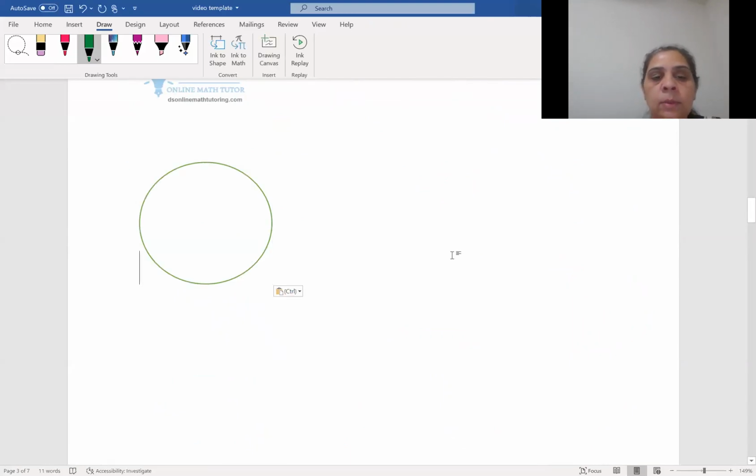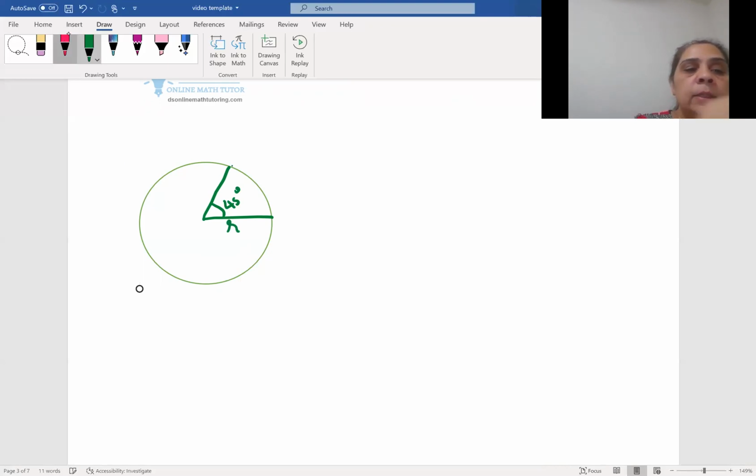We have a circle, and the angle is, let's say, 45 degrees, and I don't know what the radius R is. The arc length we have is, let's say, 8 centimeters. Then find the radius. What is the radius? So look at this. We know that this is the arc length.